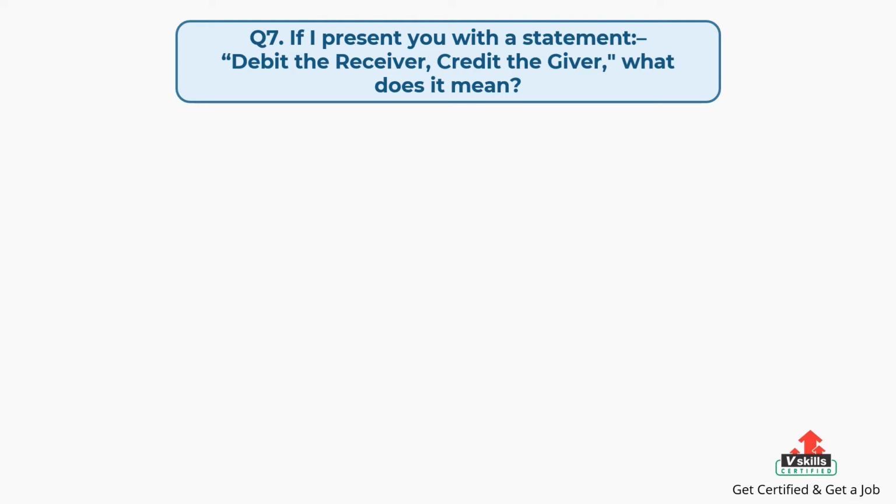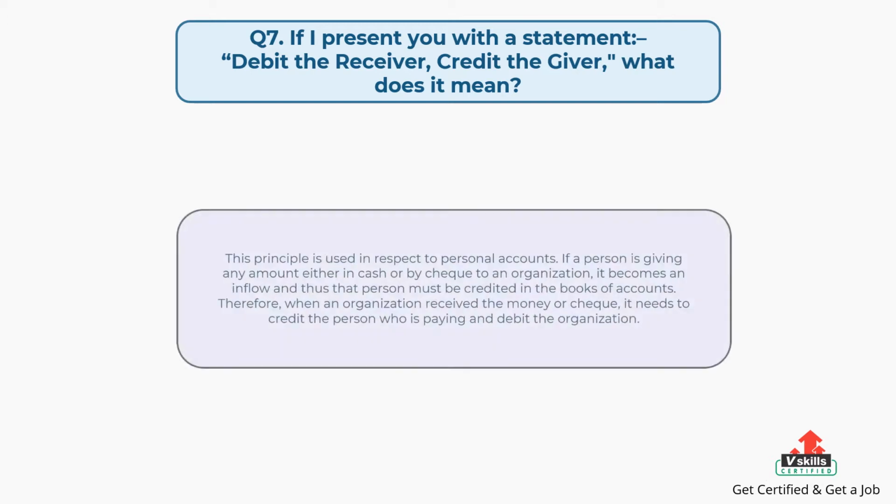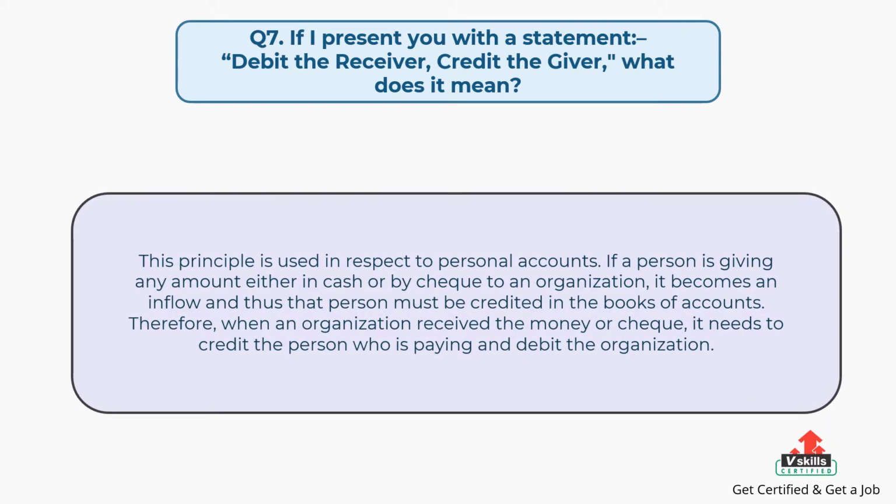Question number 7. If I present you with a statement, debit the receiver, credit the giver, what does it mean? So, this is one of the most frequently asked accounting interview questions. Your reply should be, this principle is used in respect to personal accounts.